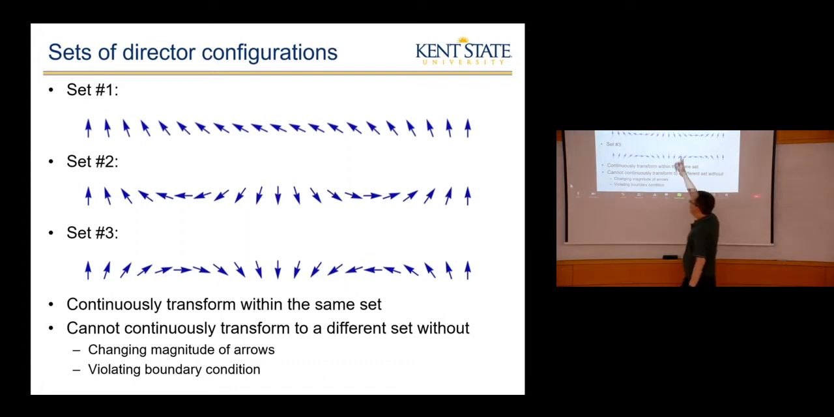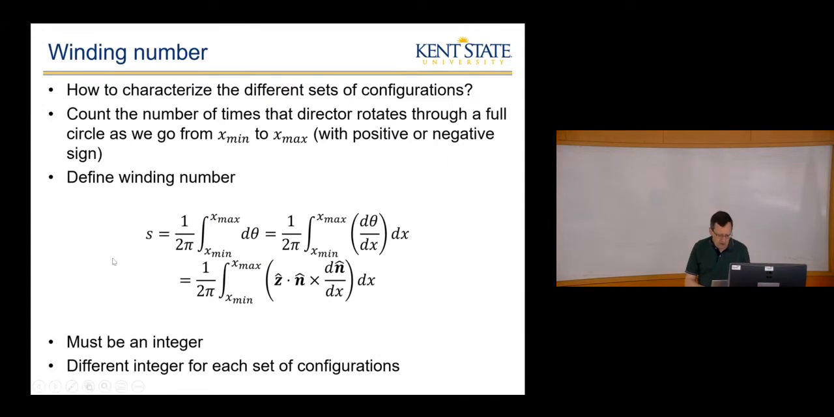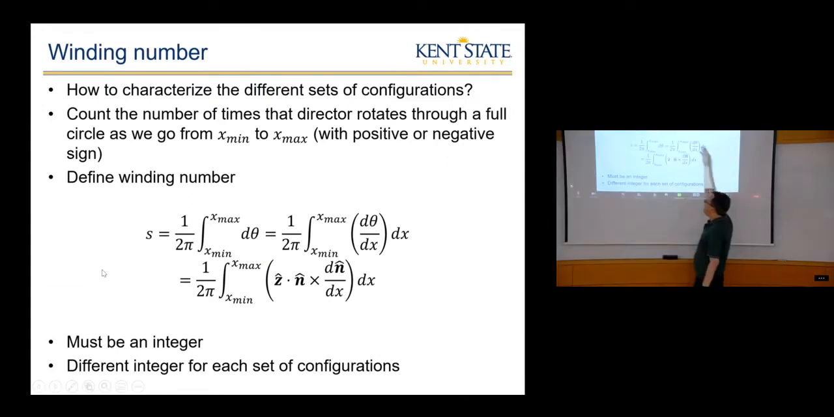In set number two, the director is changing in a positive sense through a full 360 degrees, two pi radians, as you go from the left to the right. In set number three, it's changing in a negative sense through two pi radians as you go from the left to the right. So this defines a winding number, how many times it winds through a circle. You take the integral of the change in angle and divide by two pi. And if you want to work in terms of the n vector instead of working in terms of theta, no problem. You can transform this integral into something with the n vector.